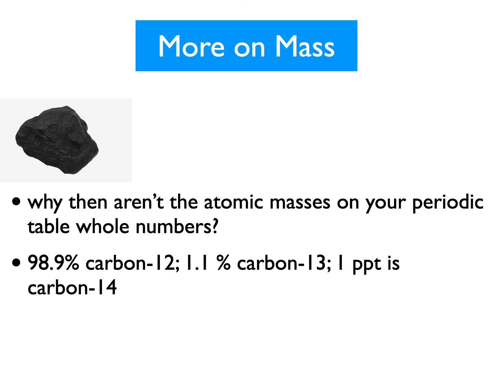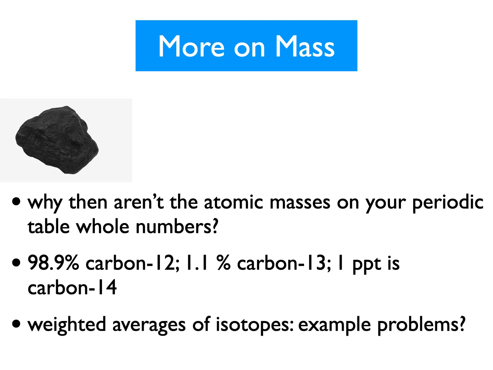So when I give you that lump of coal, if I want to have a representative atomic mass to apply to the carbon, I've got to take into account that there is a mixture. And so what you see on the periodic table are the weighted averages of the isotopes of each of the elements.